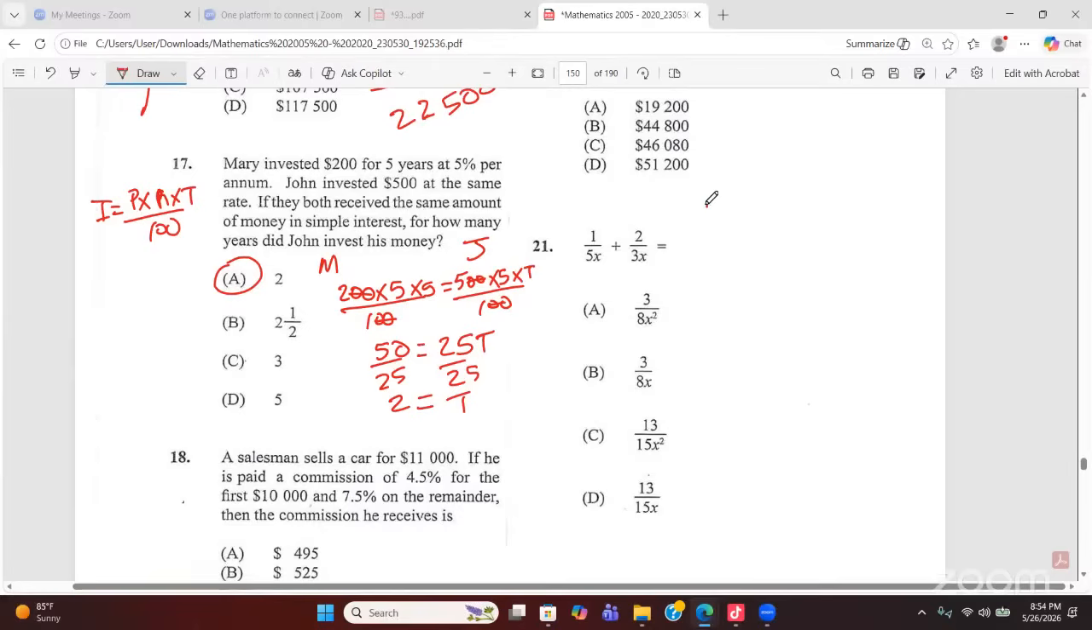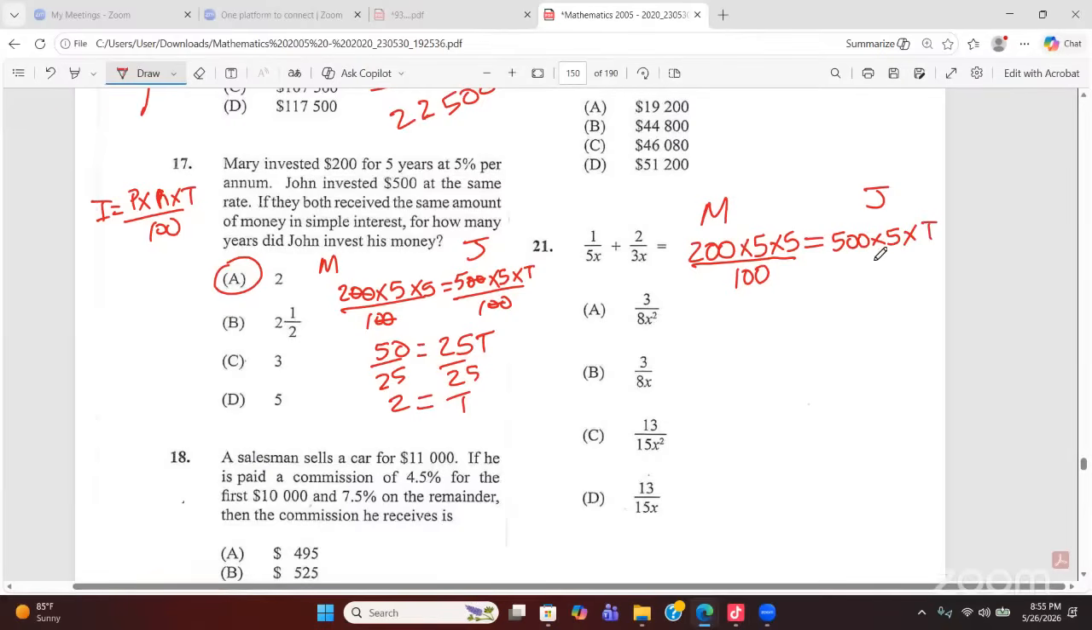Now, Mary invested $200 at 5% for 5 years. You divide this by 100, that's Mary's interest. John and Mary got the same interest, so we put an equal sign, because I'm going to put John's side here. They said John invested $500 at the same rate, which is 5%, but we don't know how long it took him. So we put T for time. We want to find his time.